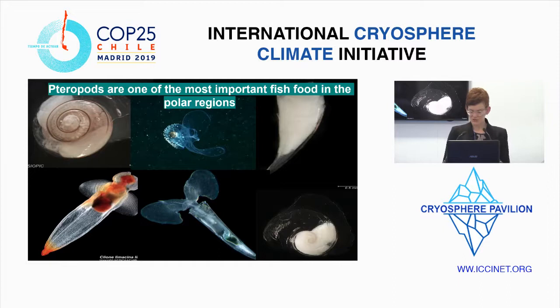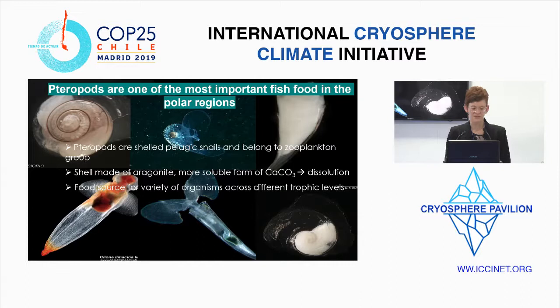So pteropods are actually pelagic snails. They are part of the zooplankton. As said, their shell is made of aragonite, and that is a more soluble form of calcium carbonate. That's why the shell is rapidly dissolving, and that doesn't have to take, you know, months to dissolve. It can happen on days to weeks time scales when they're exposed to undersaturated conditions.